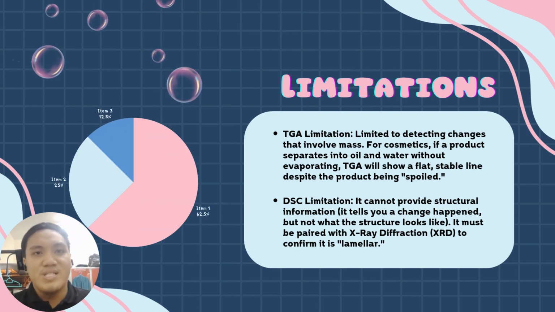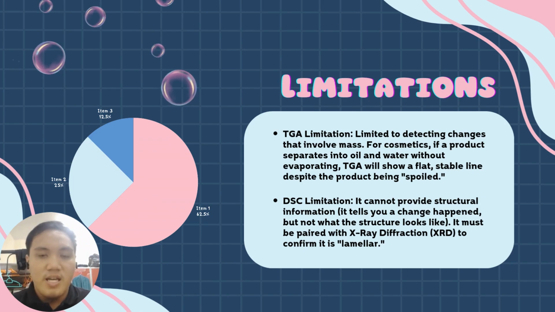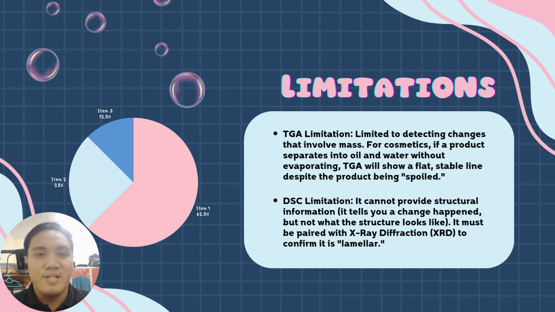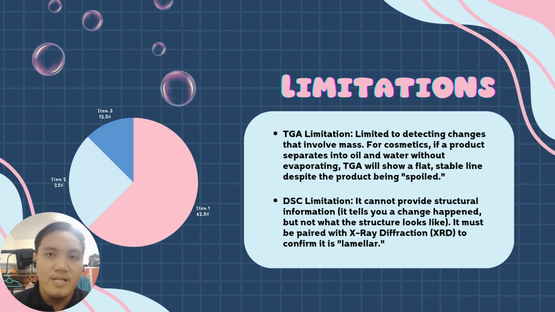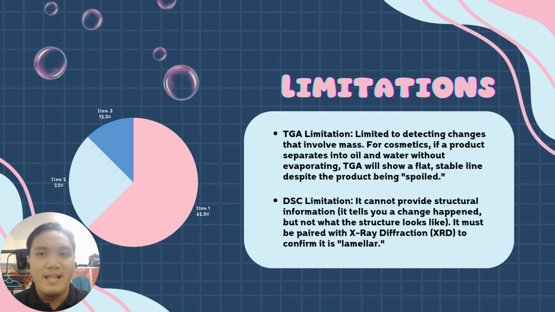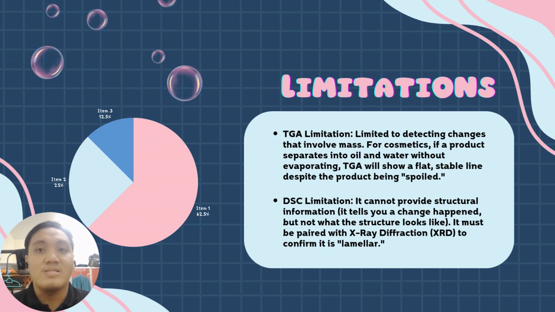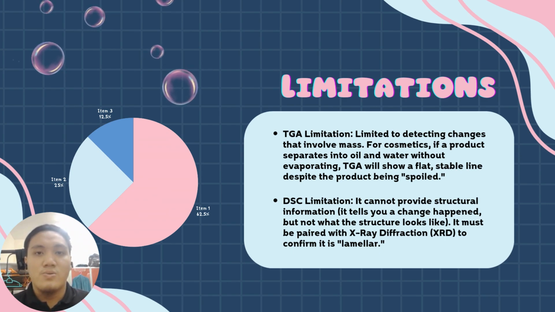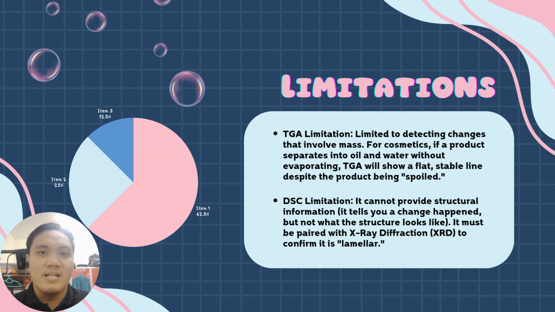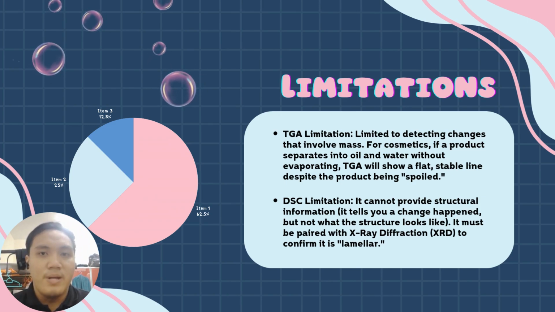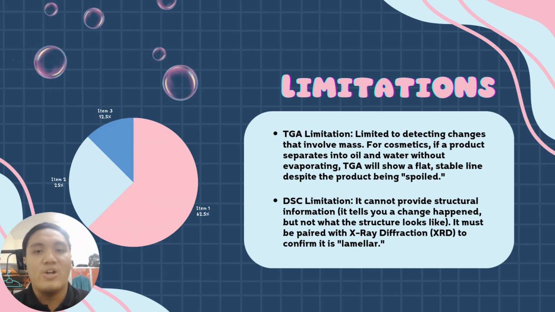Finally, we must consider the limitations. TGA is limited to detecting change involving mass. If a cosmetic product separates into oil and water without evaporating, TGA will show a flat line, missing the fact that the product is spoiled. DSC cannot provide structural information. It tells you a change happened, but not what the structure looked like. To confirm a structure is lamellar, for instance, DSC must be paired with X-ray diffraction.